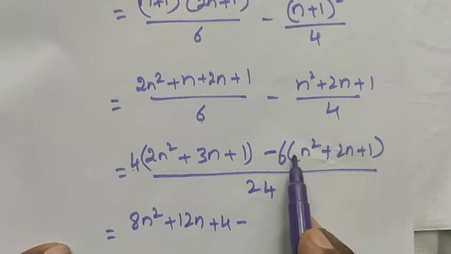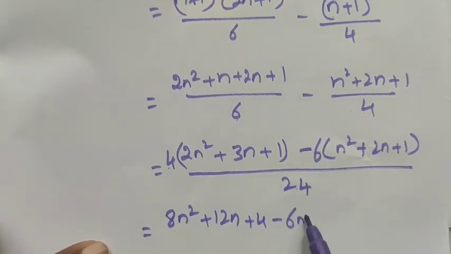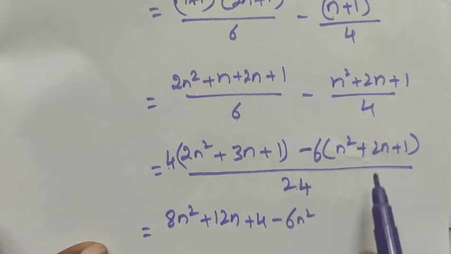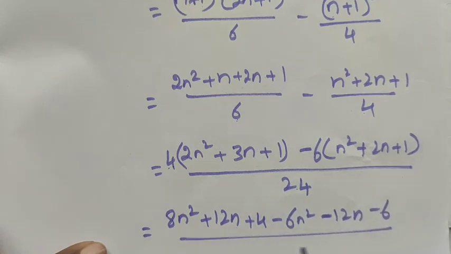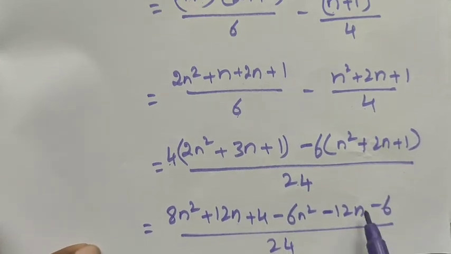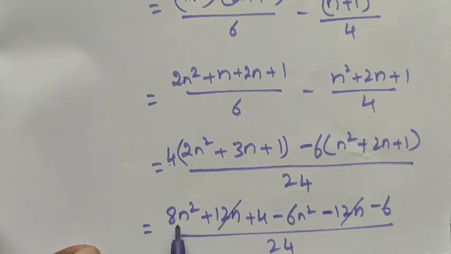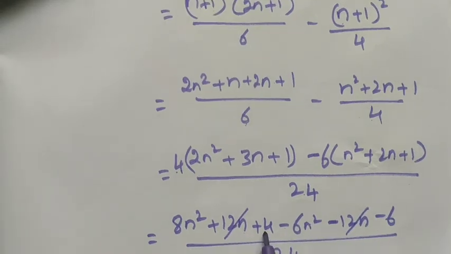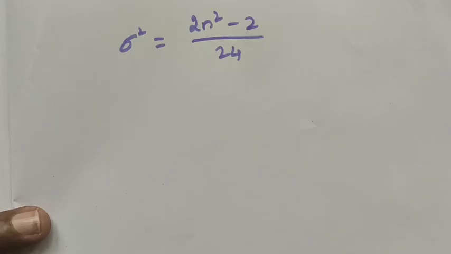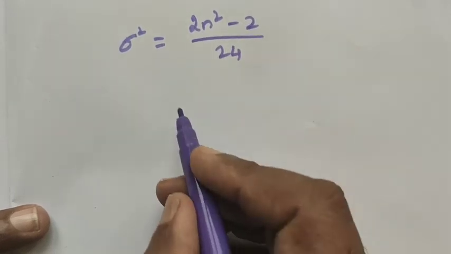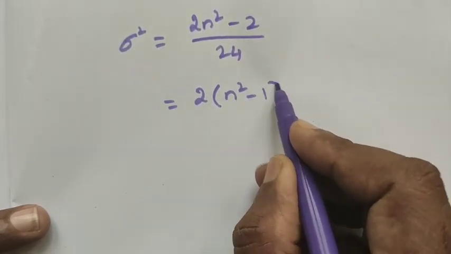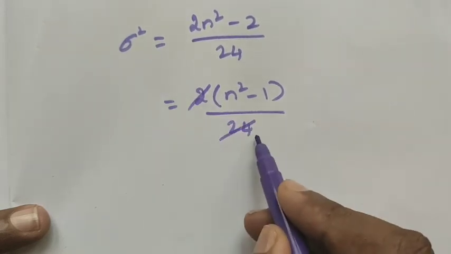minus 6, we are taking minus 6 inside, so minus 6n square, minus 6 into 2 is minus 12n, minus 6, divided by 24. Now see, 12n minus 12n are cancelled. Next 8n square minus 6n square is equal to 2n square, and then plus 4 minus 6 is equal to minus 2, divided by 24. Now we get 2n square minus 2 divided by 24. 2 will be taken out commonly: 2 into n square minus 1 divided by 24. 2 1s are 2, 2 12s are 24.